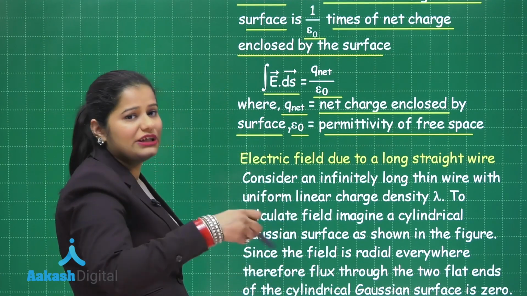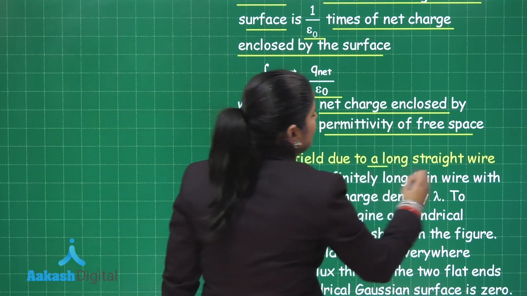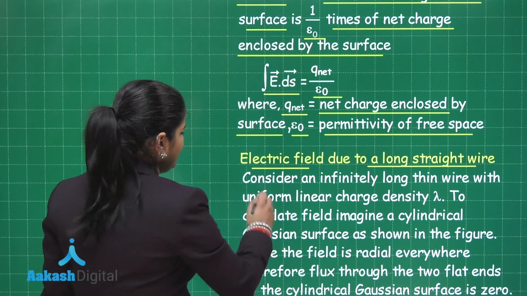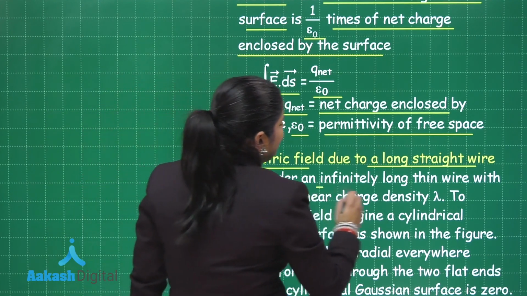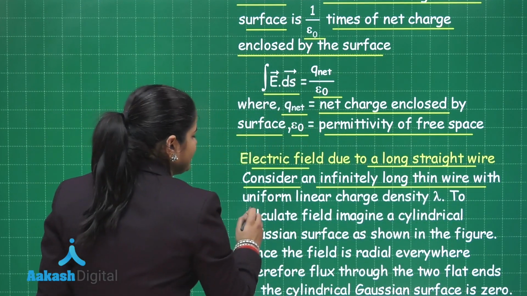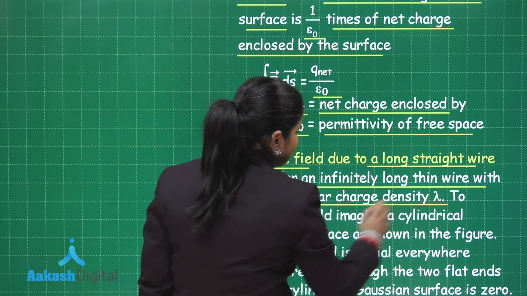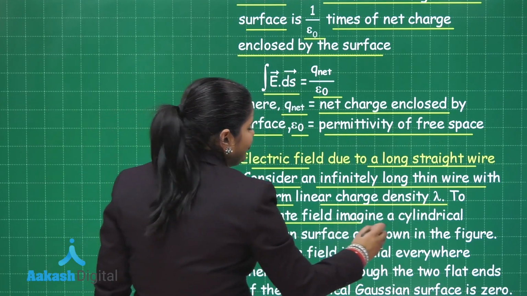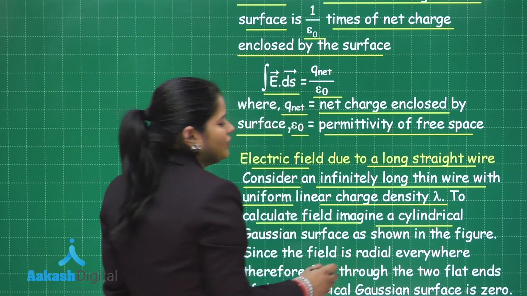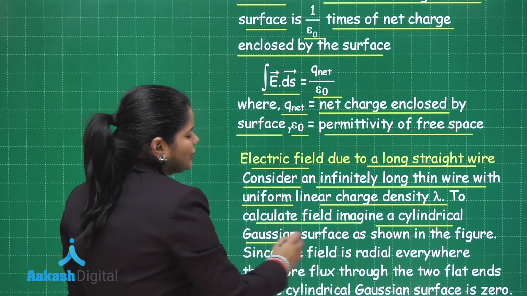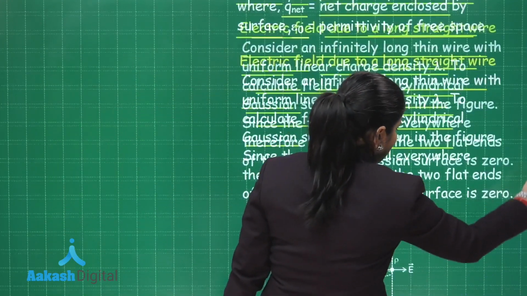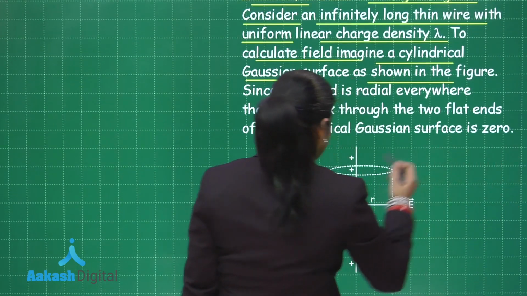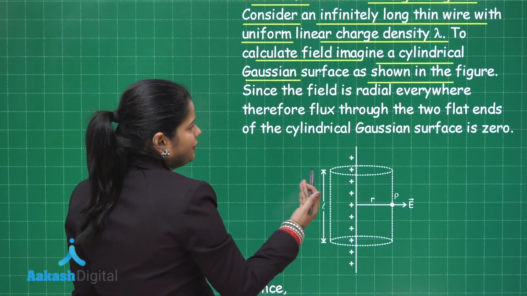Now, if we talk about the derivation that was asked in this part of the question, we need to calculate the electric field due to a long straight wire. So, here we need to consider an infinitely long thin wire with uniform linear charge density lambda. To calculate the field, we will be imagining a cylindrical Gaussian surface as shown in the figure. So here you can see we have imagined a cylindrical Gaussian surface.